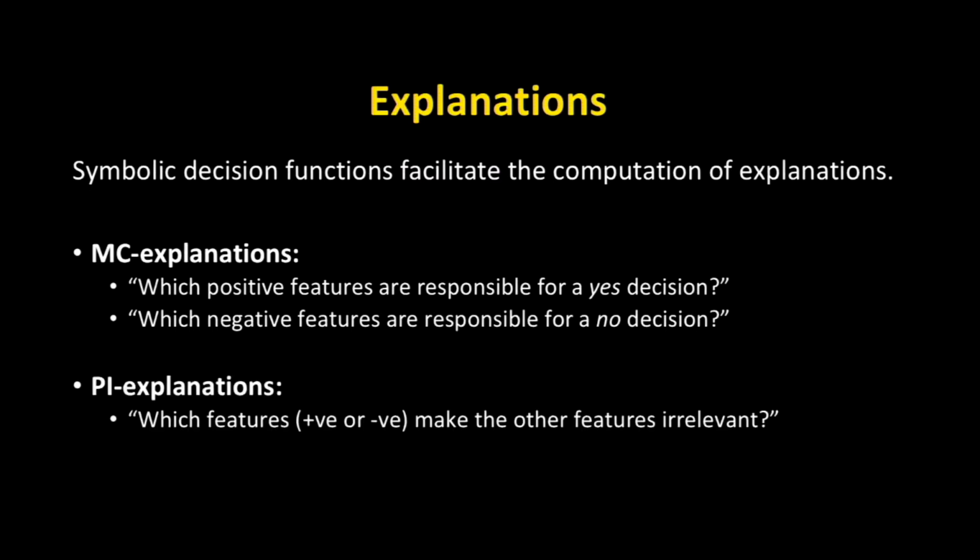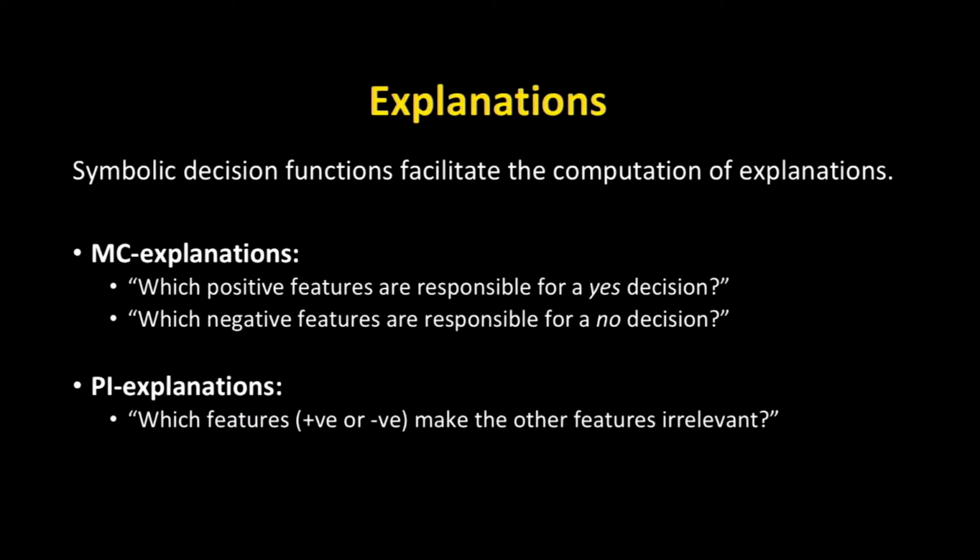What it says is this, and it's called a PI explanation. You'll see where PI comes from later. You have 20 features, some positive, some negative. I want you to identify a smallest subset of these features. Let's say 4. And these 4 could be either positive or negative, doesn't matter. So that if you keep these 4, you can do whatever you want with the others, and the decision doesn't change.